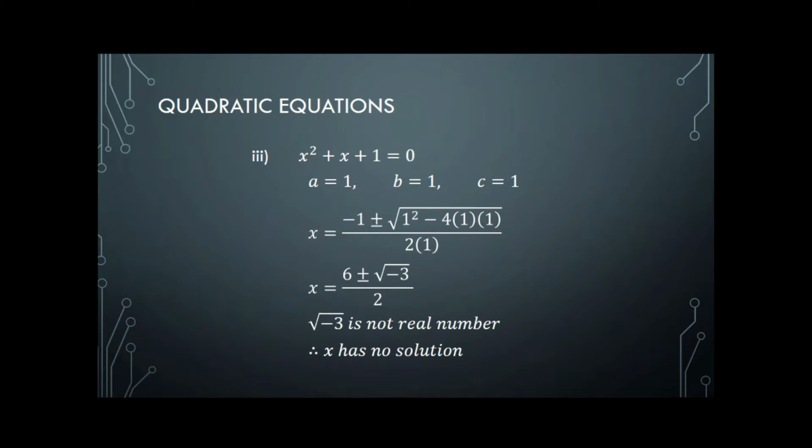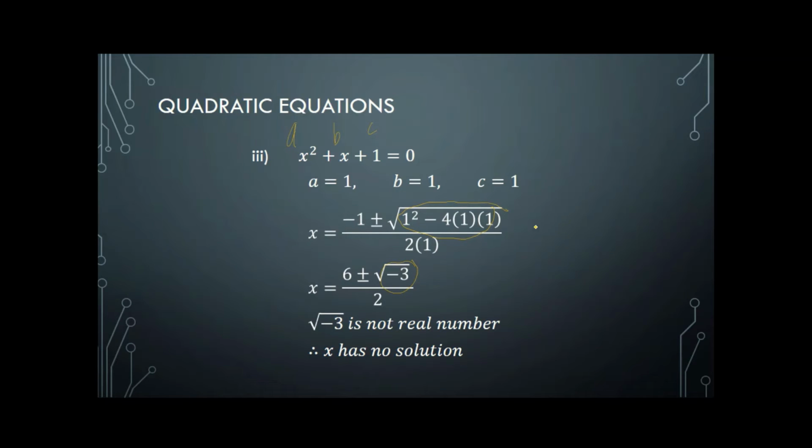Now example 3. Now we have x squared plus x plus 1 equals 0. So from here, a is 1, b is 1, and c is 1. All right, by substituting all these values into the formula, we have negative b plus minus square root of b squared minus 4ac, all over 2a. So by solving this one, we have 1 minus 4, then we get negative 3.